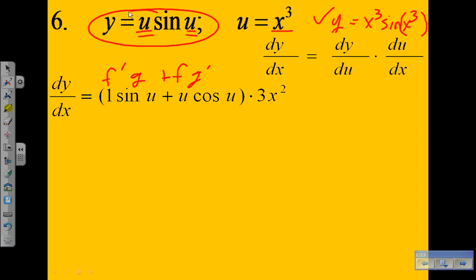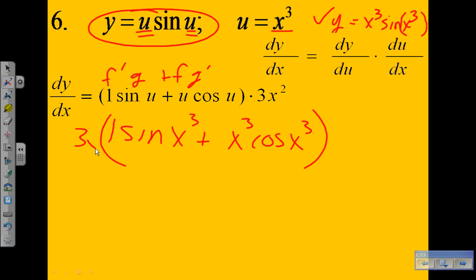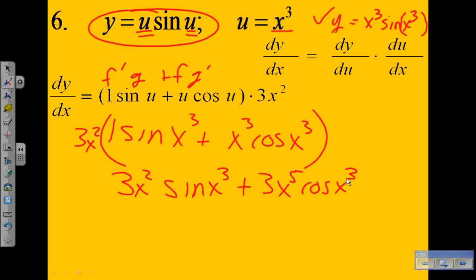And then you put in the u's for your answer. I have 1 sine of x cubed plus x cubed cosine x cubed, all times 3x squared, right? Then you multiply it out. I think that's what that next step was. 3x squared sine of x cubed plus 3x to the 5th cosine x cubed.